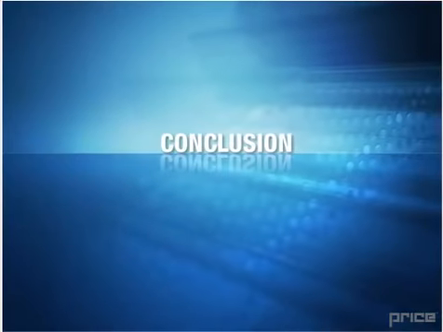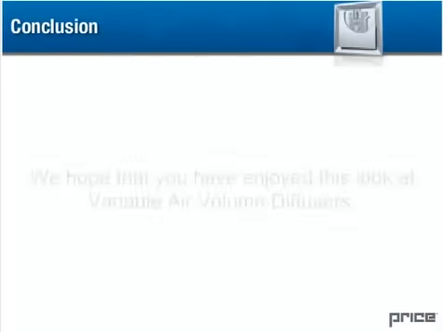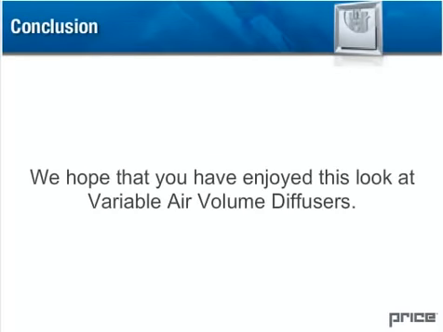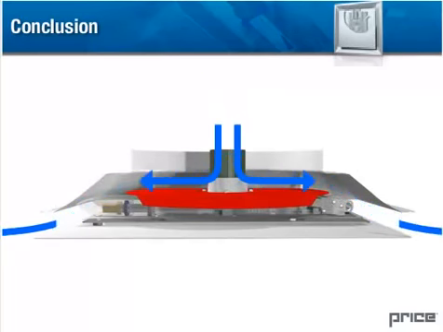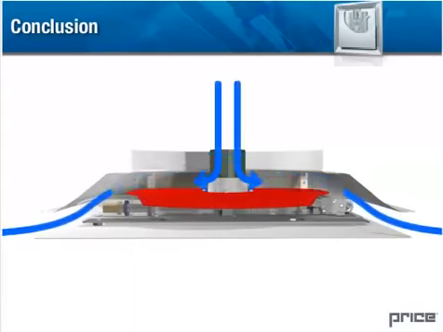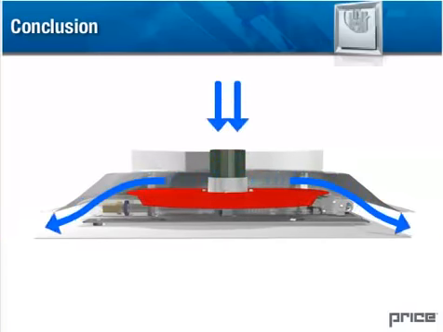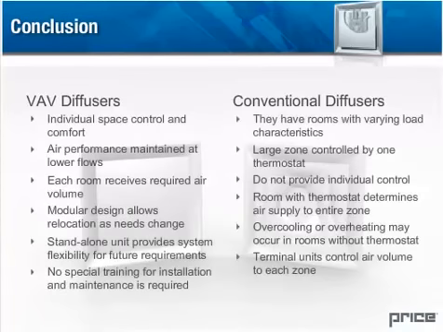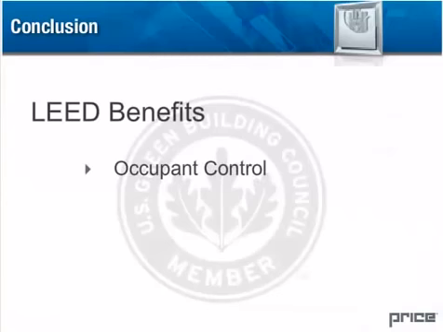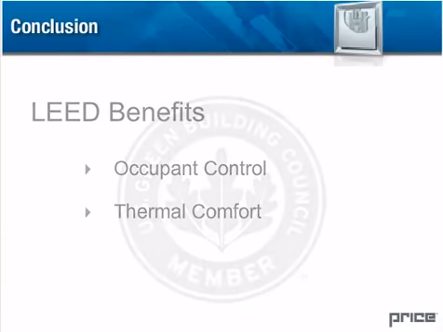Conclusion. We hope that you've enjoyed this look at variable air volume diffusers. We've explored many of their aspects, including their concept of using self-modulating diffusers to monitor individual space conditions and adjust airflow to satisfy occupants' selected levels of comfort. We've compared the differences between VAV diffusers and conventional diffusers, and we've seen the numerous advantages that they offer. We've listed the benefits that can help achieve LEED certification.